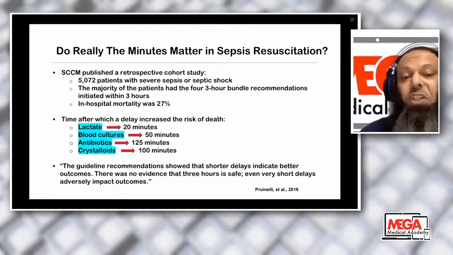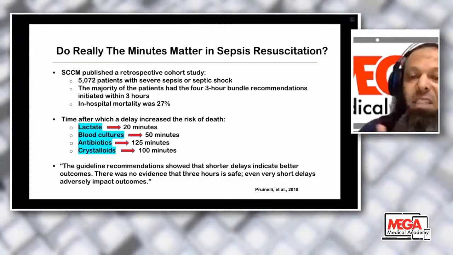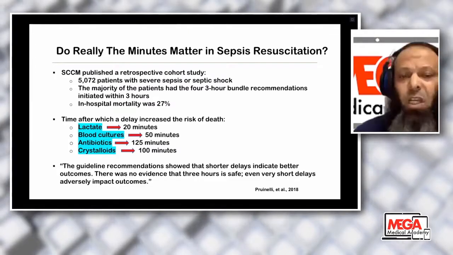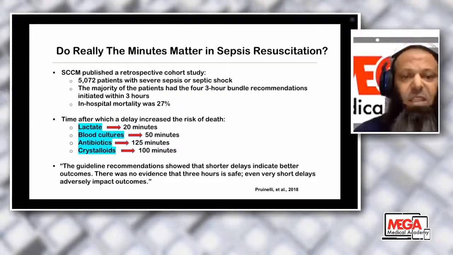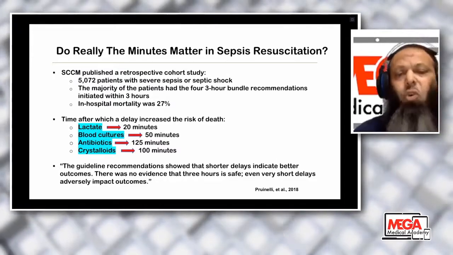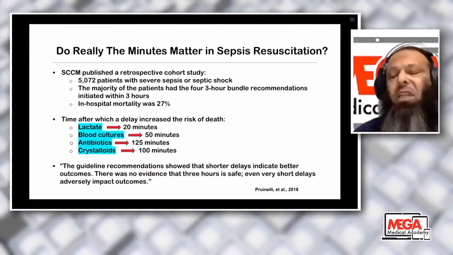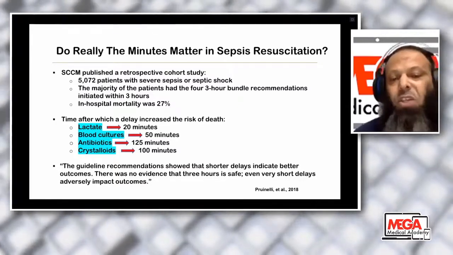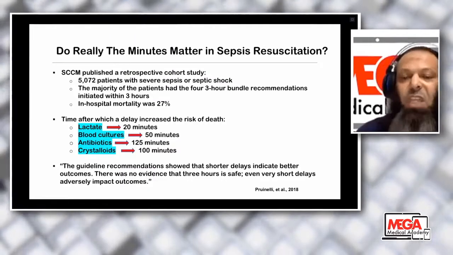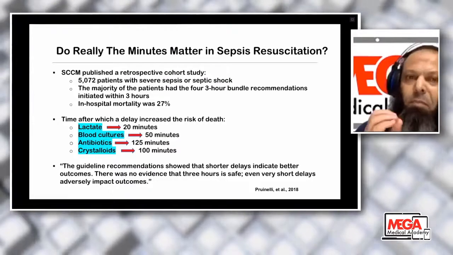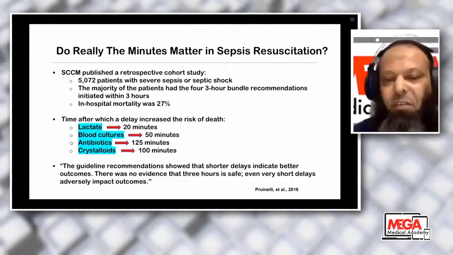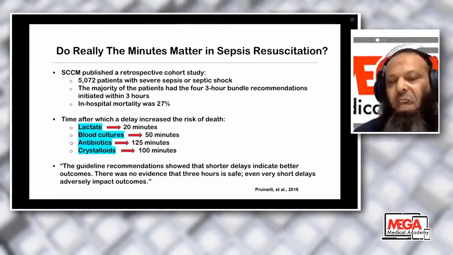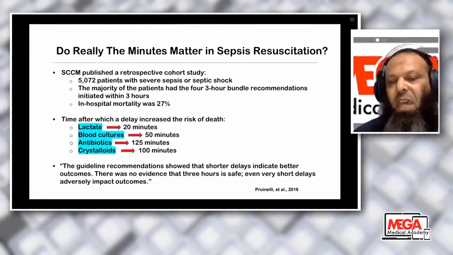So regarding the time after which the delay occurred, they found an increased risk. Lactate took 20 minutes to get. Blood culture, 50 minutes, close to 1 hour to get. Antibiotics exceeded 2 hours, and giving the crystalloids, the appropriate IV fluids, exceeded 1 hour. So the guidelines recommendation showed that shorter delays indicate better outcome. Why? Because minutes matter. There was no evidence that 3 hours is safe. Even a very short delay adversely impacts the outcome.